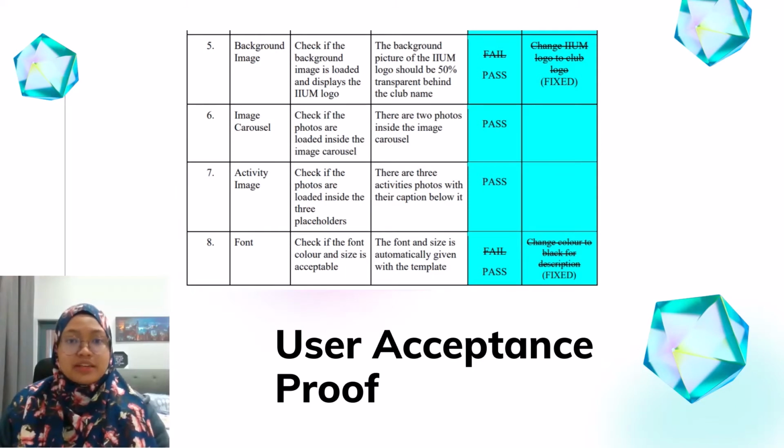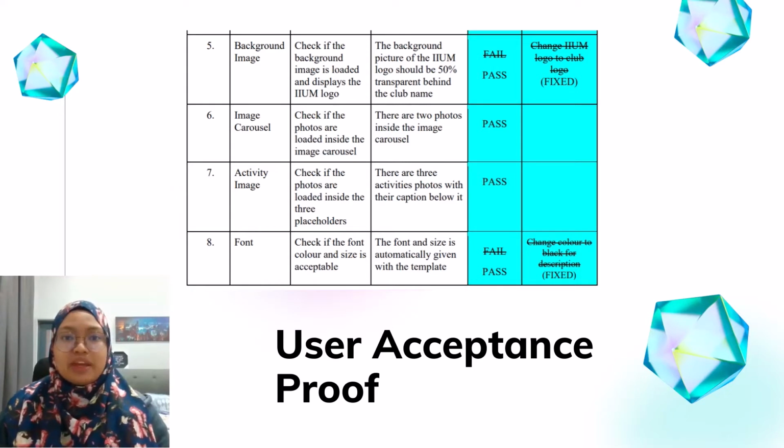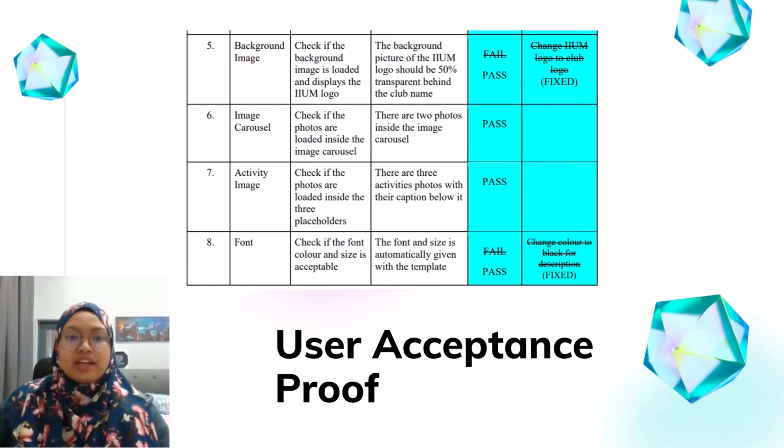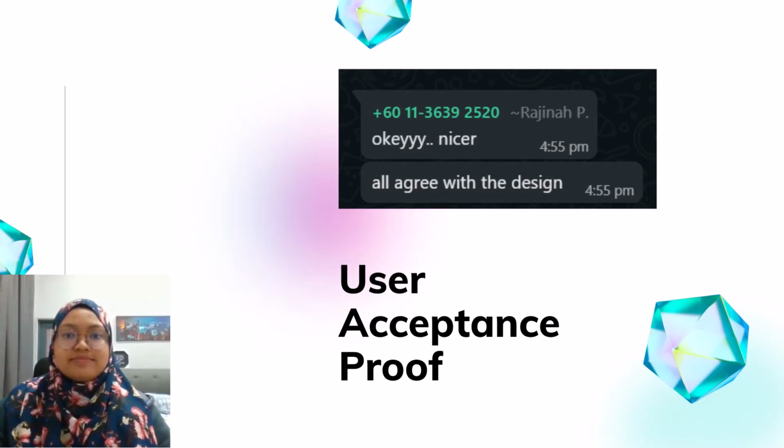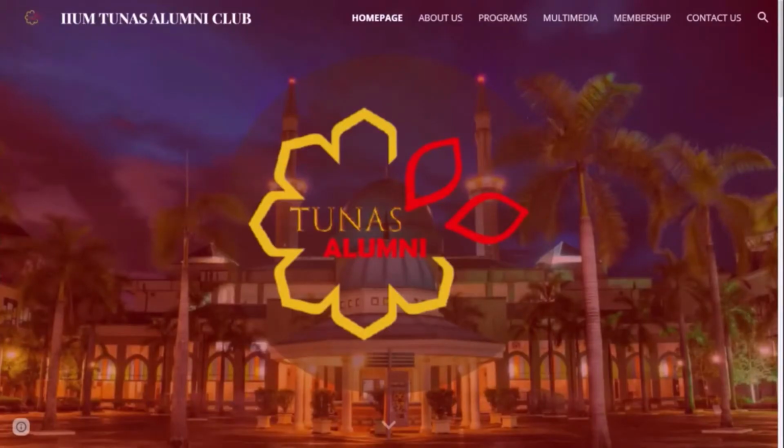For the user acceptance part, we have given our client a user acceptance test document along with the URL to the finished website. We ask them to fill in with pass or fail and the comments that they want any changes to be made inside the website. After we have made the changes, we ask them again to review the finished website and they have given their comment that they have agreed with all the designs. Now, let's start with the product demo.